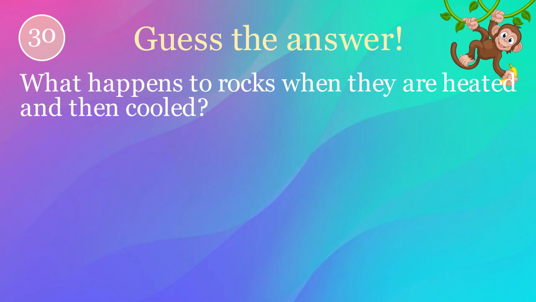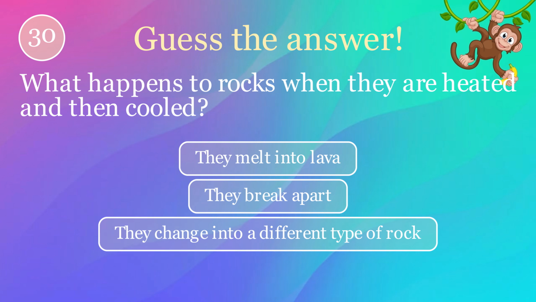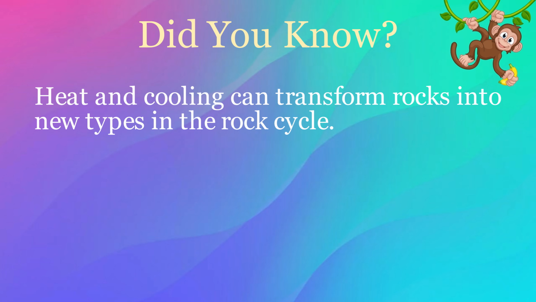What happens to rocks when they are heated and then cooled? They melt into lava. They break apart. They change into a different type of rock. The correct answer is, they change into a different type of rock. Here's an interesting fact: heat and cooling can transform rocks into new types in the rock cycle.